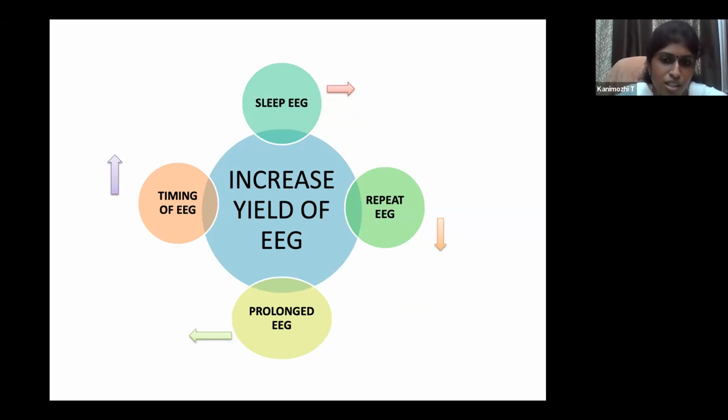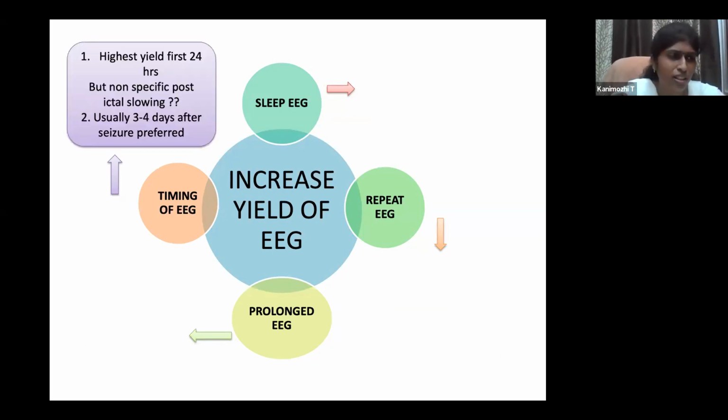So how to increase the yield of this EEG? Okay, so one is the timing of the EEG. When are we supposed to do this EEG? The highest yield is within the first 24 hours. So if a child has a seizure and you do the EEG in the first 24 hours, then there is maximum chance of finding abnormalities in the EEG.